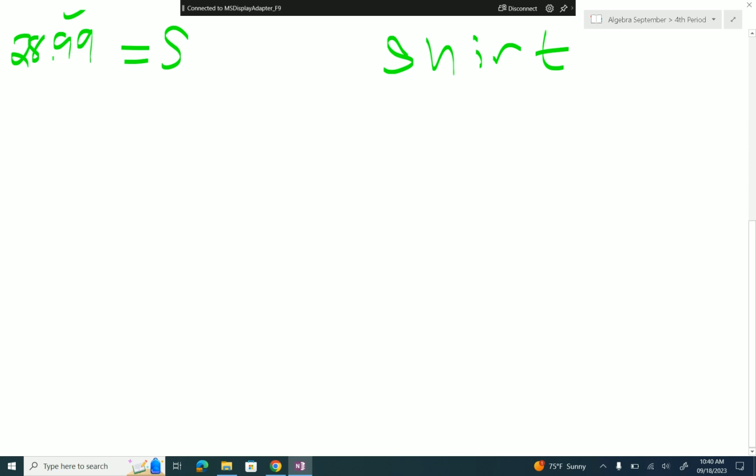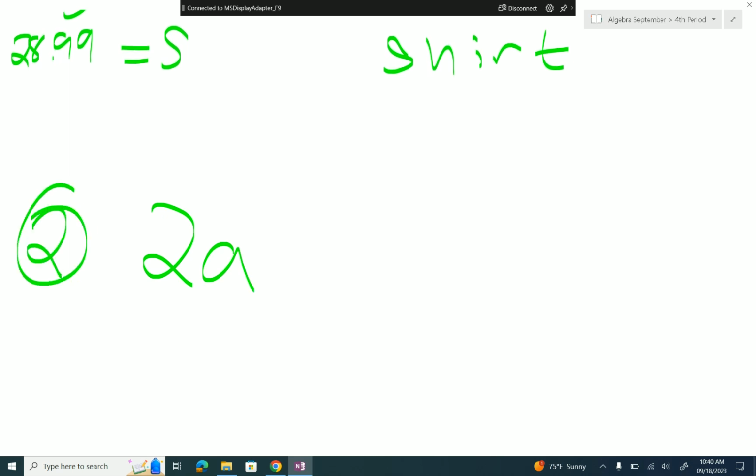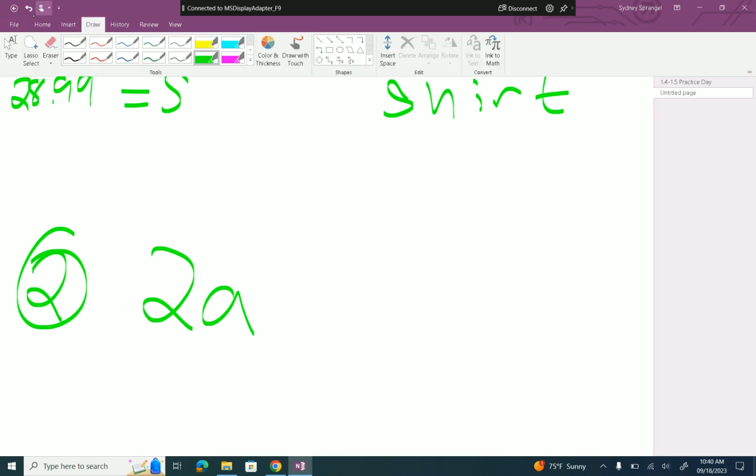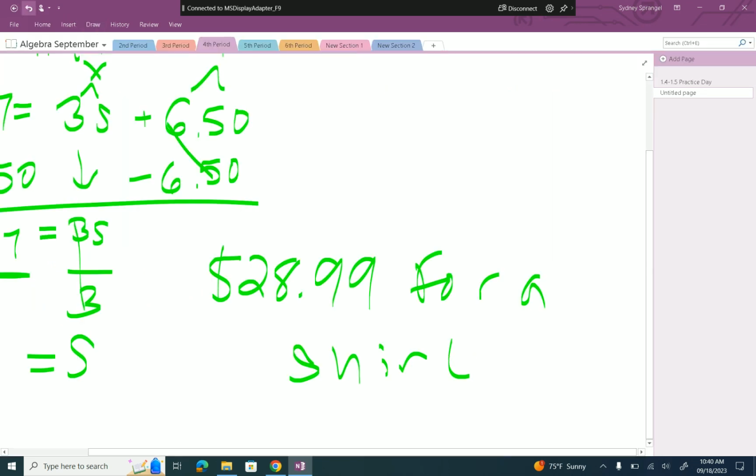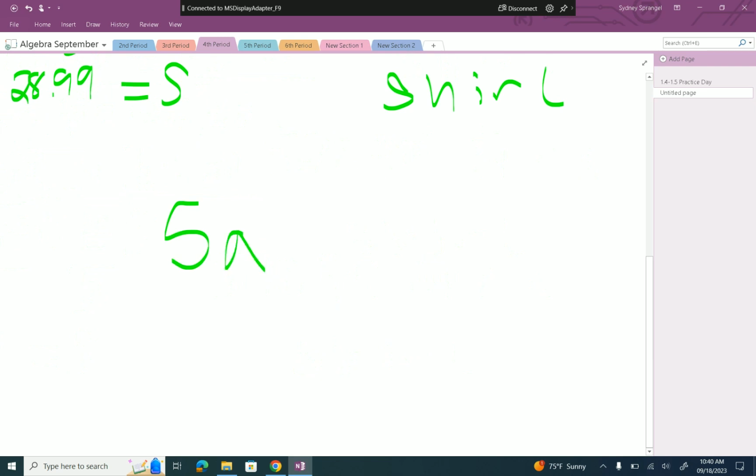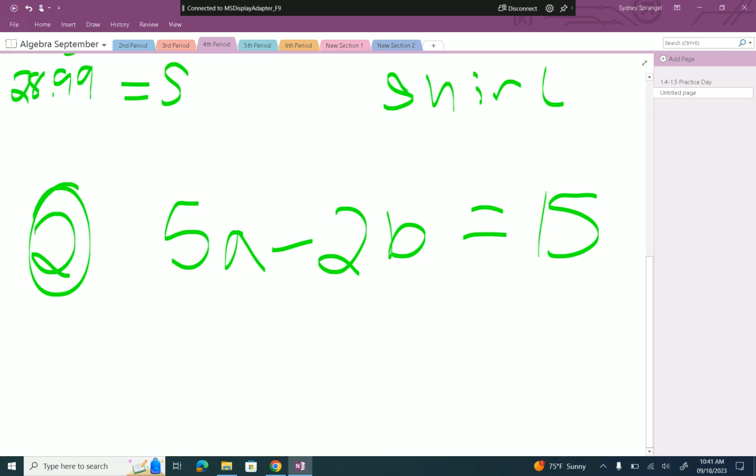Okay, so let's look at 2. So 2, we've got 5 times a minus 2 times b equals 15. And what do we want to solve for? A or b? We want to solve for a. So we want to isolate a. That's our word of the day, isolate.